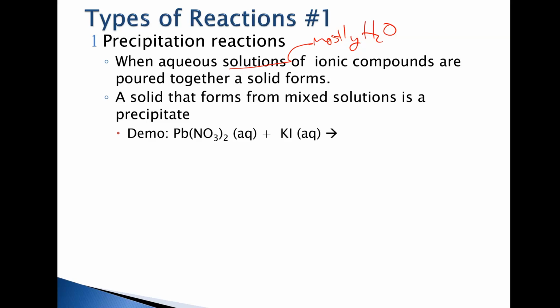For example, I did this demo in class. When I mix those two together in a double replacement reaction, the Pb and the K trade places, and you drop and swap charges. So you get KNO3, and Pb, which had a charge of 2, drops and swaps with the I. That's your solid.